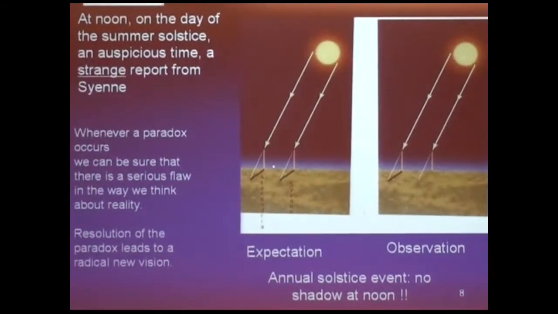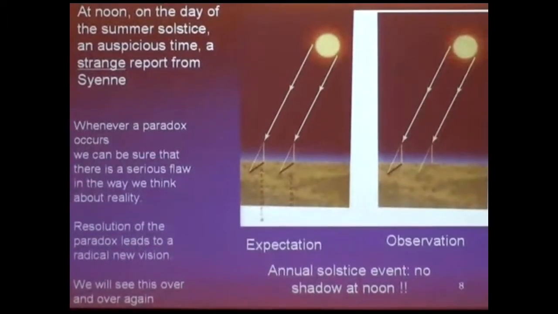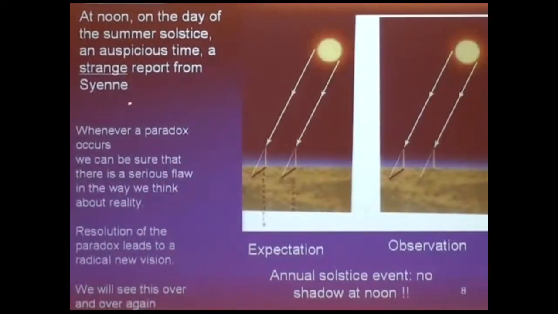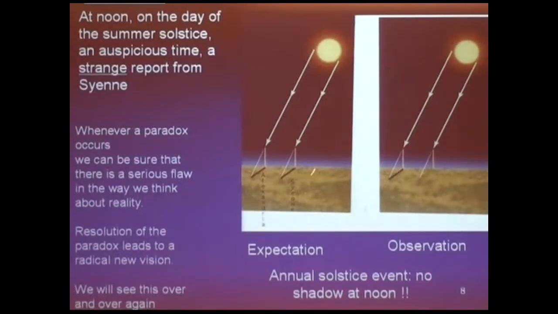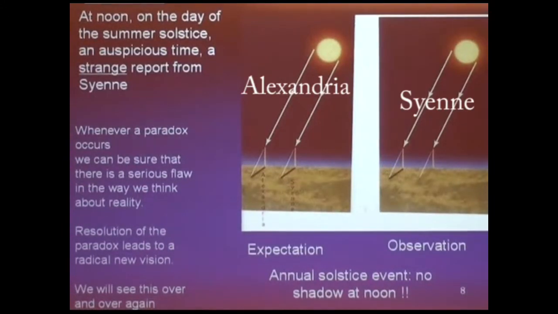Now, what you would expect was that the shadow in Alexandria, where Eratosthenes was, and the shadow in Syene, which by the way today is Aswan, the shadows between these two places will be the same at the same time. Okay, they will be a certain length. But this report in this book said that at noon on the day of the summer solstice, there is no shadow in Syene. Okay, no shadow in Syene.